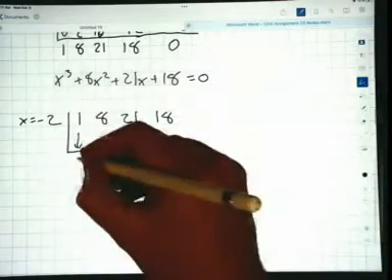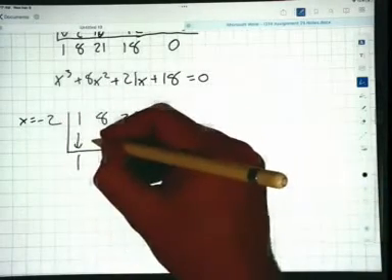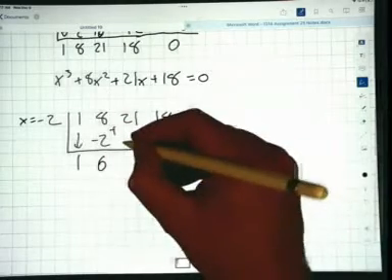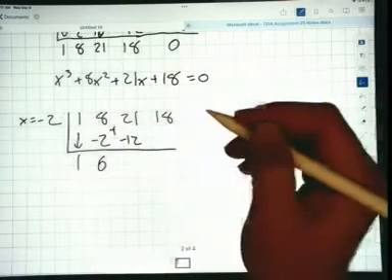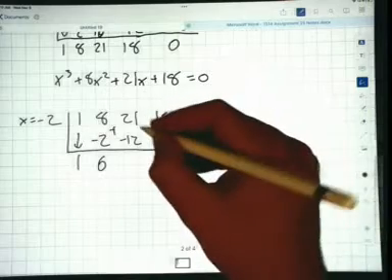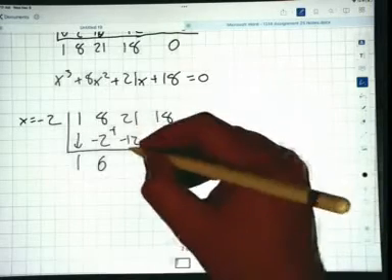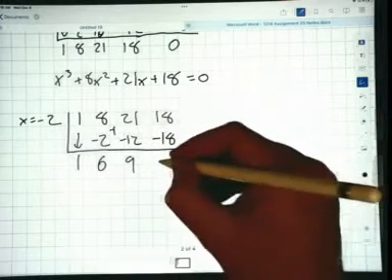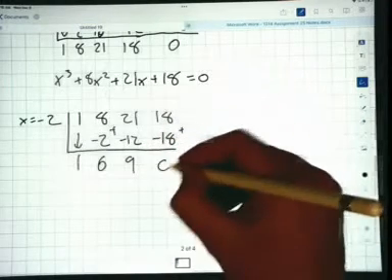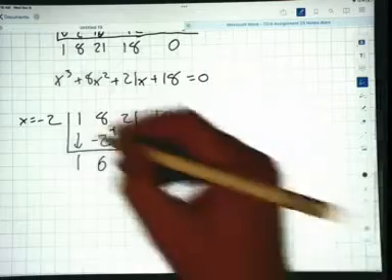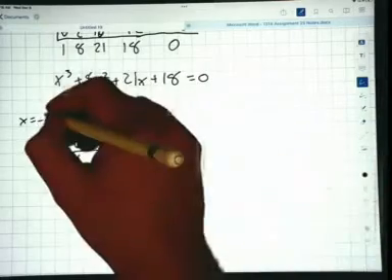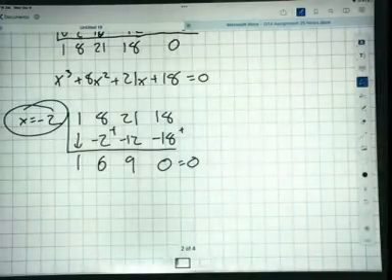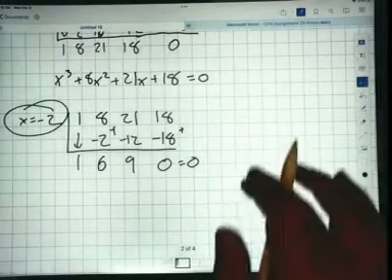Bring down the 1. Multiply by -2. Add. Multiply by -2. And 21 minus 12 is 9. Multiply by -2. -18. There we get our 0. So, since we have 0 as a remainder, there's a second 0 of this function.